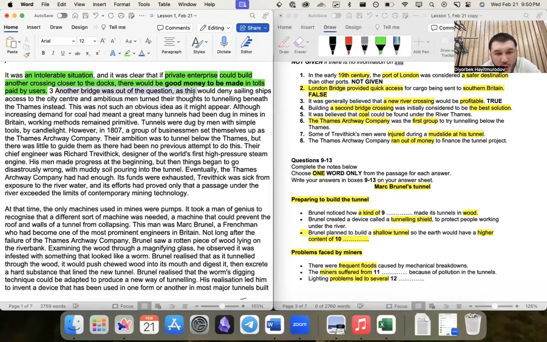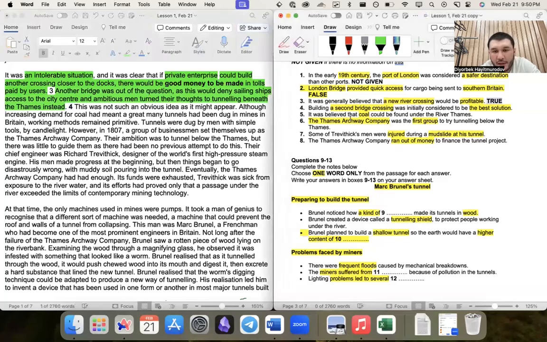Another bridge was out of the question because this would deny sailing ships across the city. And ambitious men turned their thoughts to building a tunnel beneath the Thames instead. All right, guys, we have another answer, apparently. We have another answer for question number 4. For question number 4, what do you think the answer is?